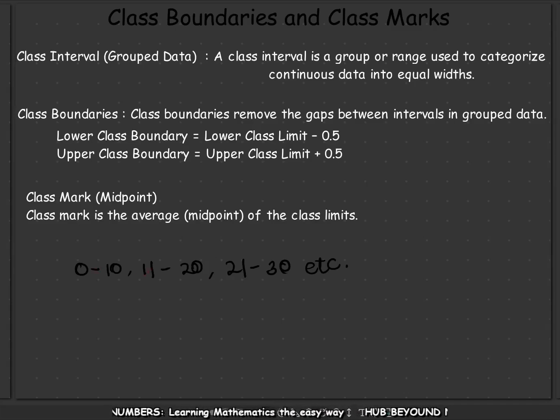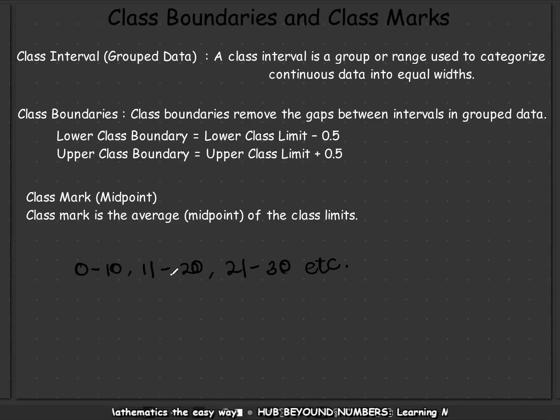From 10 to 11, there is a gap, that is 0.1 to 0.9. There is that gap over there. The class boundary removes all those gaps. So if these are class intervals, then for our class boundary we need the lower limit or lower class boundary and the upper limit or upper class boundary, as you see over here. And how do we get them?